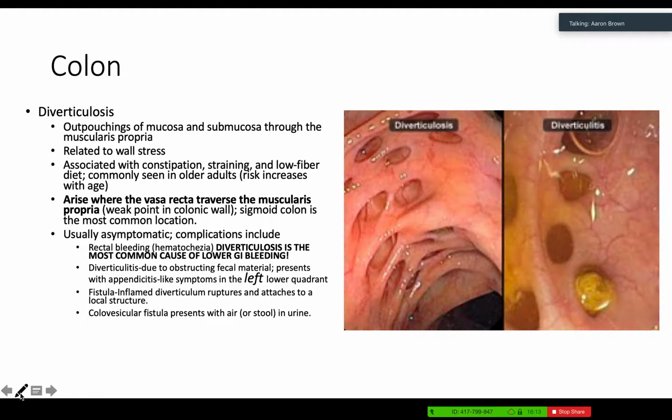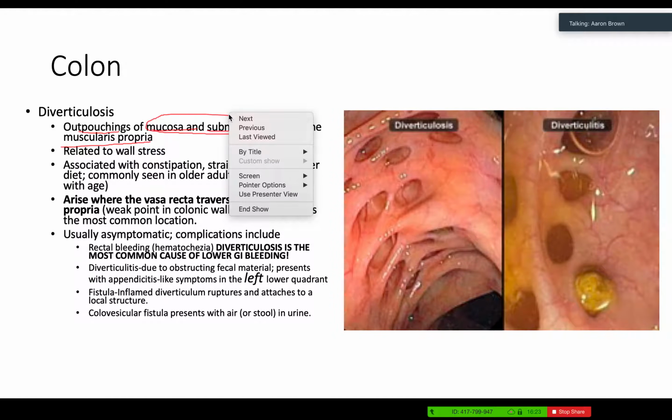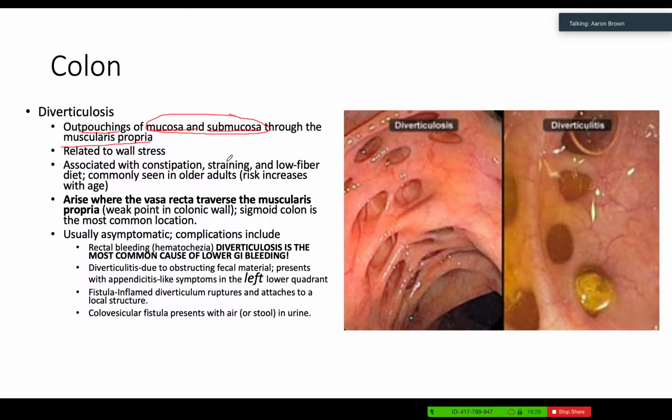So diverticulosis, here we have pathologic outpouchings of mucosa and submucosa through the muscularis propria. We're only going to have outpouching of these two layers, so it is not a true diverticula, right? Because it only has two layers. This is related to wall stress, so constipation, straining, low fiber diets, and risk increases with age. I think all people, once you reach a certain age, will end up having some diverticula in their colon.